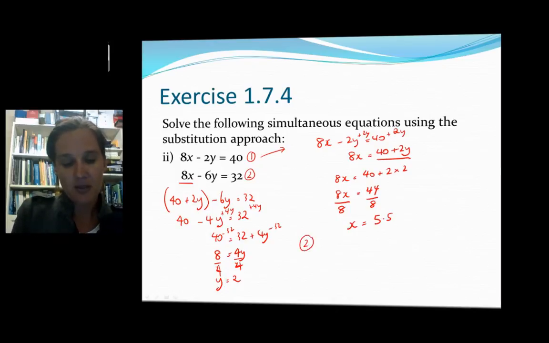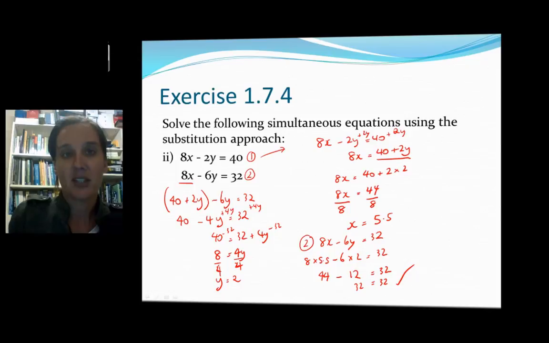So if we look at equation 2, 8x minus 6y equals 32. 8 times 5.5 minus 6 times 2 equals 32. 8 times 5.5 is 44. Minus 6 times 2 is 12, is equal to 32. So 32 is equal to 32. So we got this one right.